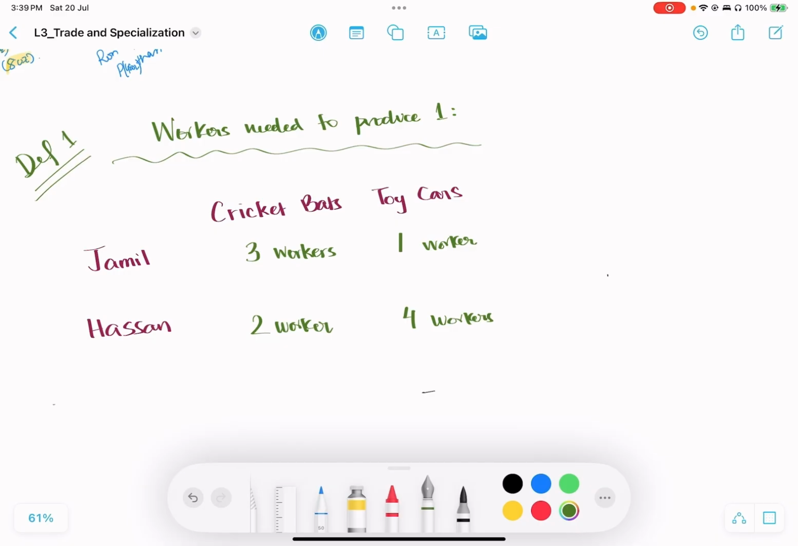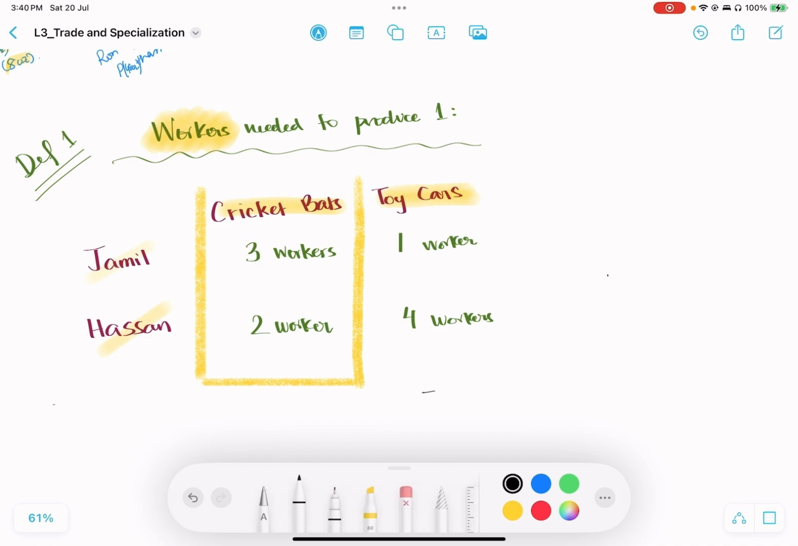Okay, so here's another example where we are going to use definition 1 to determine absolute advantage. I've changed things up a little just to expose you to a variety of questions. Here, instead of using labor hours as an input, I'm using number of workers as an input. So I'm looking at the number of workers that are needed by Jamil versus Hassan in order to produce cricket bats or toy cars. As I said, our strategy usually is to zero in on the good and then see how the two guys perform. So first, let's focus on cricket bats, and then let's see who has an absolute advantage.